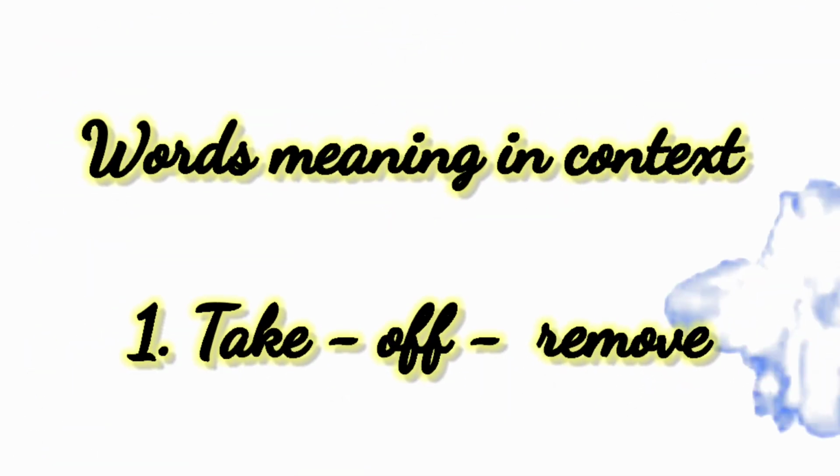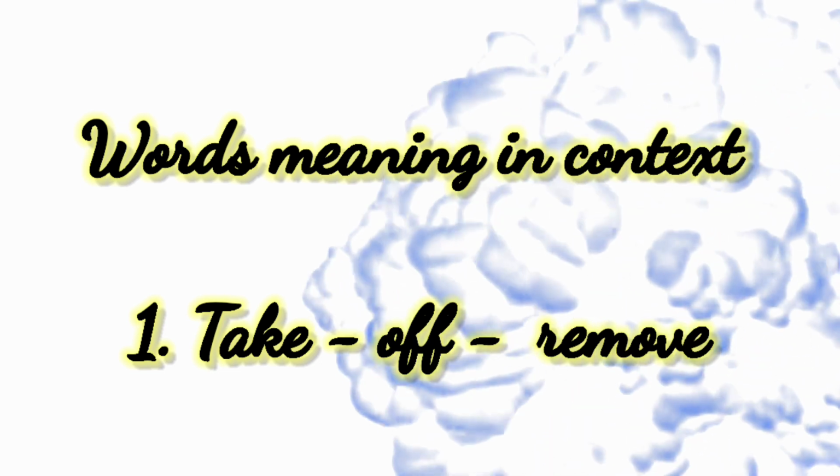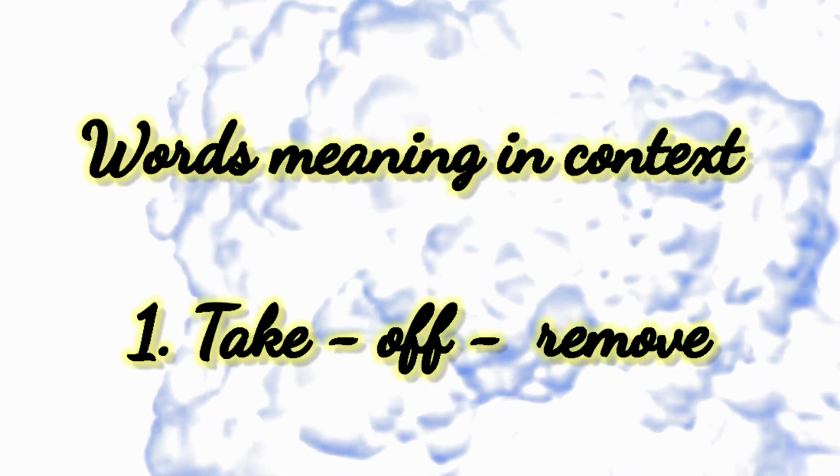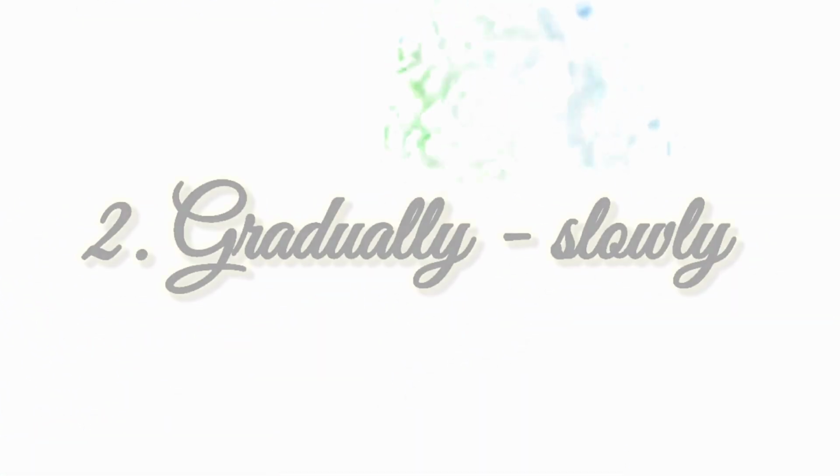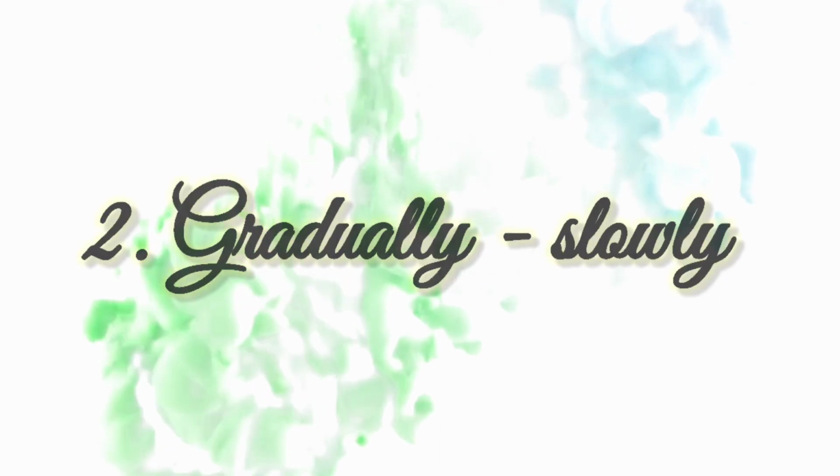Number 1 is take off, which means remove. Number 2 is gradually, which means slowly.